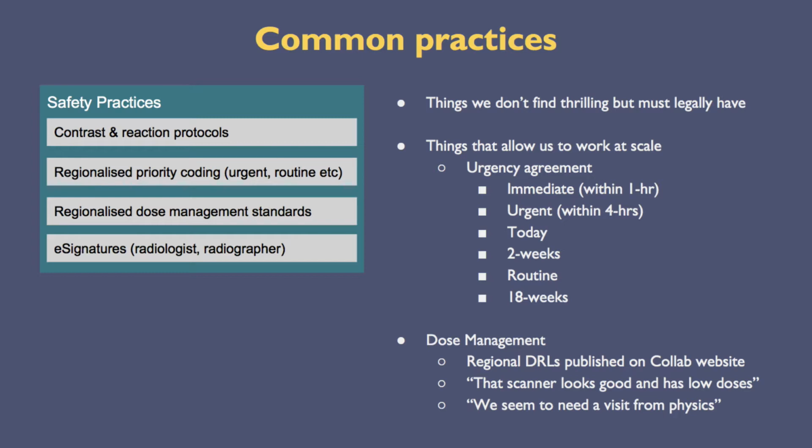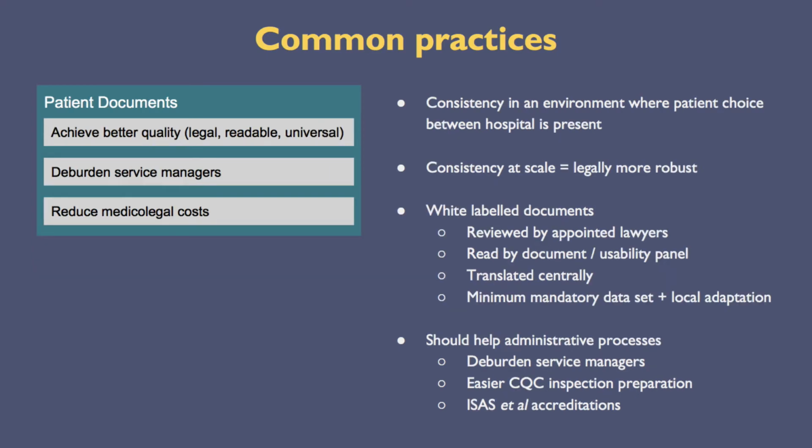And regionalised dose management is another thing which could be taken off each trust's hands. We already often share the physics teams. To some extent they're doing that for us already. We could actually publish the DRLs for the region, and you could find out. If you're a slight outlier, you might realise, I think we need a visit from physics to come and help us. Or when you're buying a new scanner, you could say, well, which one gives the best compromise of image quality and dose?